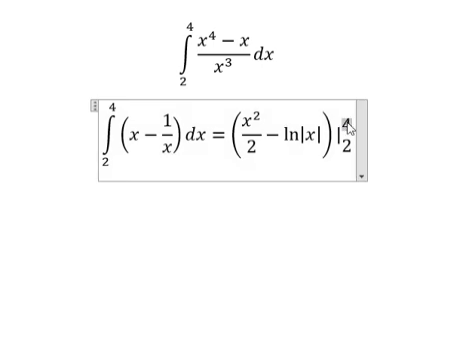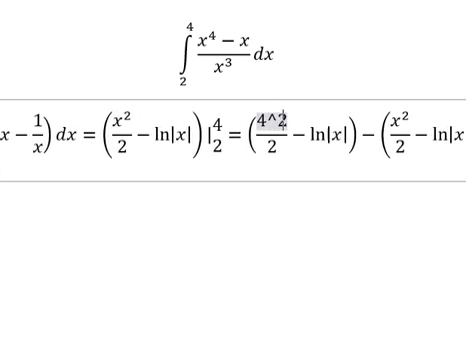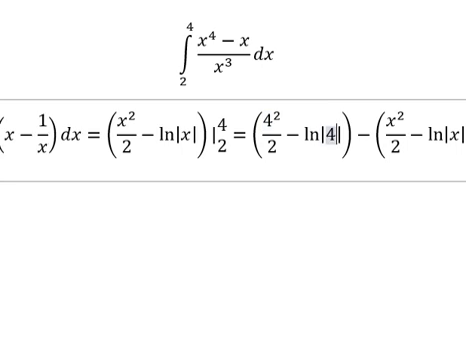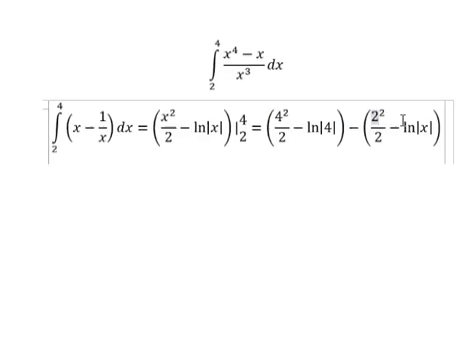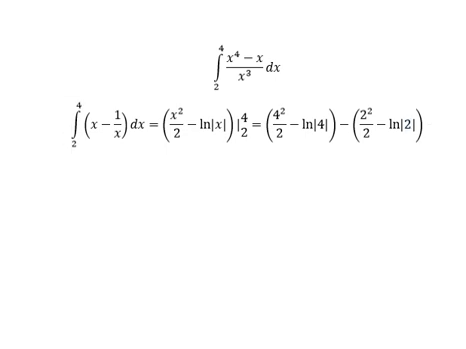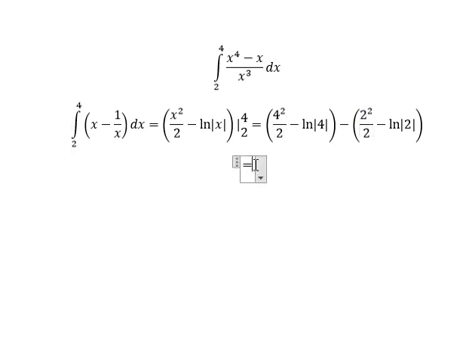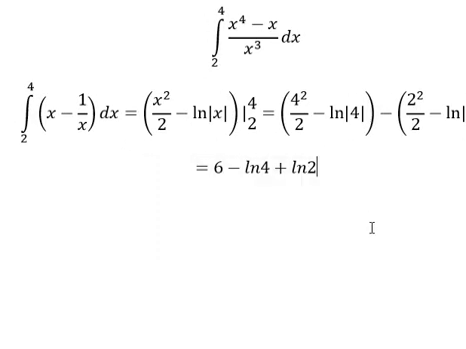And now I will put number 4 going here, number 2 going here, and then you got the final answer. And now we have this one minus this one, so we got number 6 minus ln number 4 plus ln number 2, and this is the final answer.